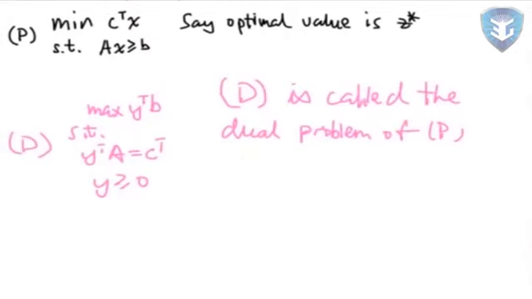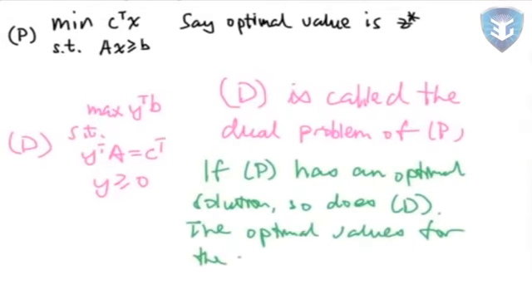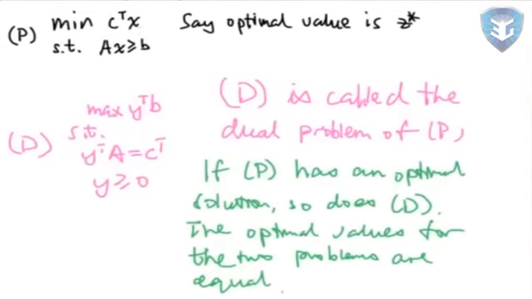And the property that we have is, if P has an optimal solution, so does D. The optimal values for the two problems are equal. So if P has an optimal solution, then D also has an optimal solution. But one is a minimization problem, the other one is a maximization problem. Now, one thing that we can get immediately out of this is, if we find any feasible solution for D, then its objective function value is going to be a lower bound for the optimal value for P, right? Because we know that any feasible solution to D, its objective function value cannot exceed the optimal value for P.